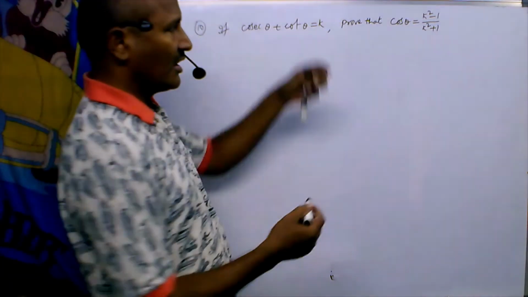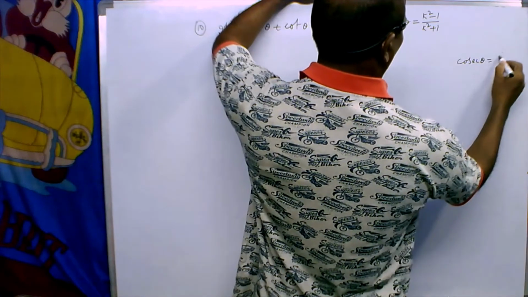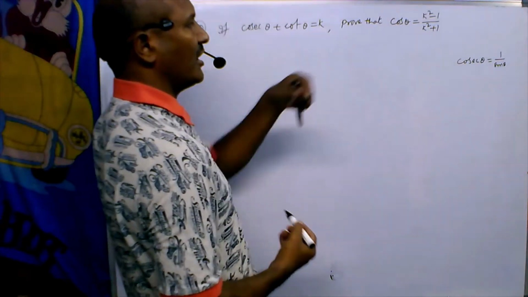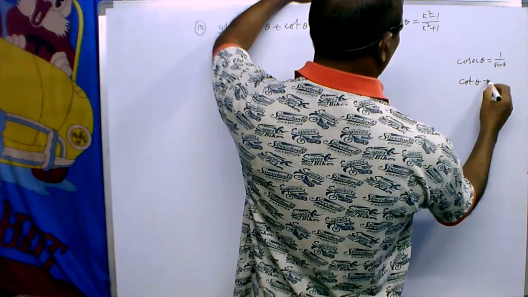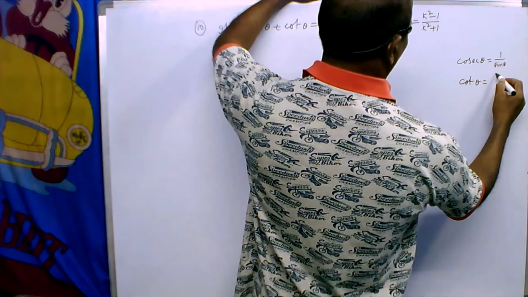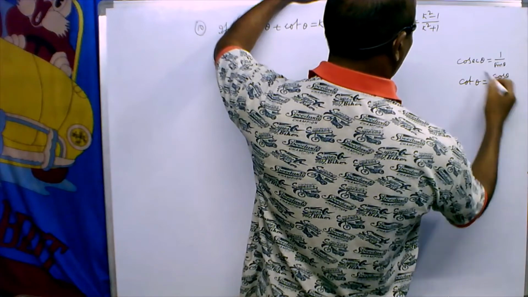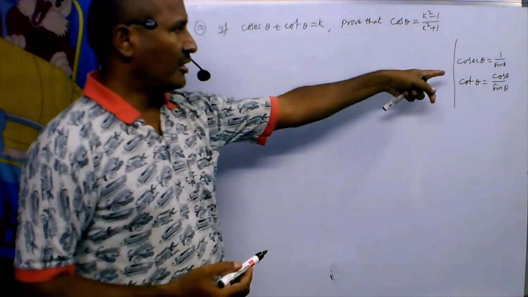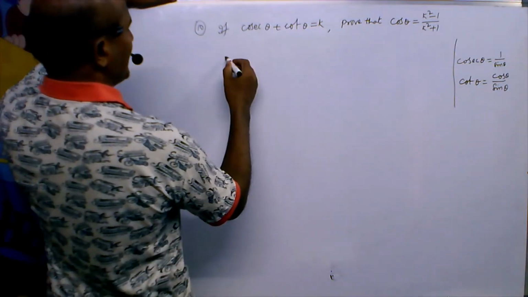Before solving this, let us take some identities. Cosecant theta is equal to 1 by sine theta. It is a reciprocal. Cosecant and sine are reciprocals of each other. Similarly, cot theta is equal to cos theta by sine theta. We use these two equations here in the place of the given expression.